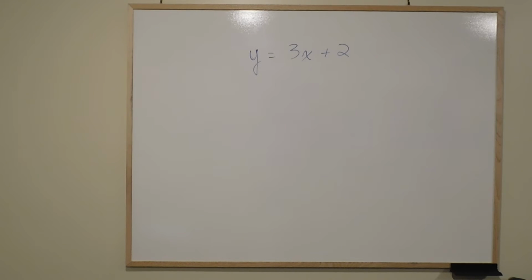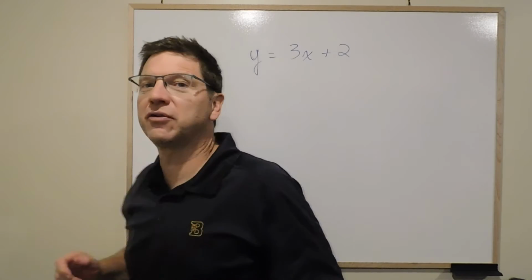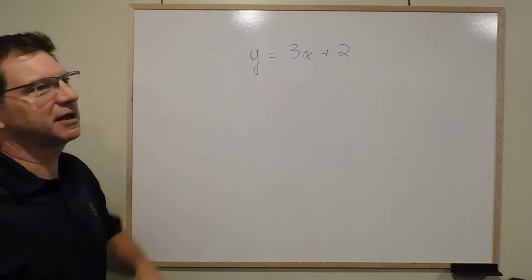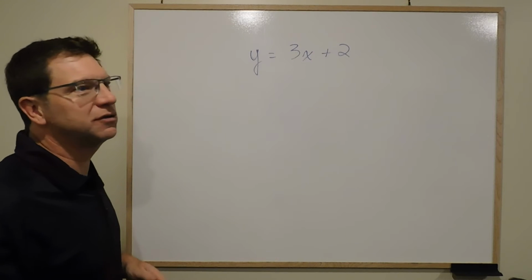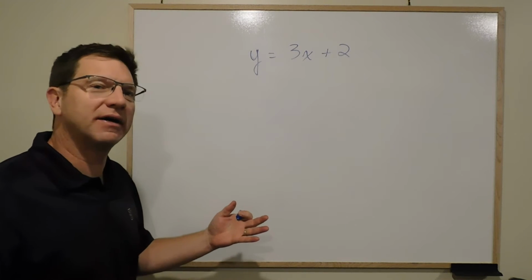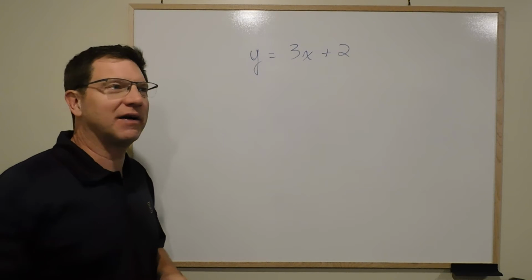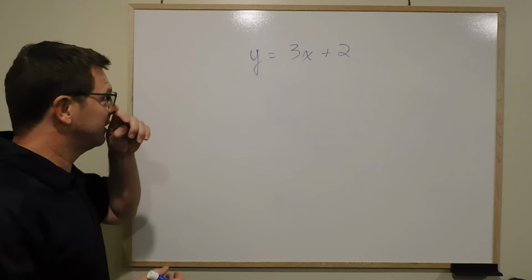Okay, to solve an equation means to find the values that will make it true, right? So in this one here, we have y equals 3x plus 2. A solution would be to find an x and a y that makes this equation true. We'll get into graphing in a second, but I'll give you an example.